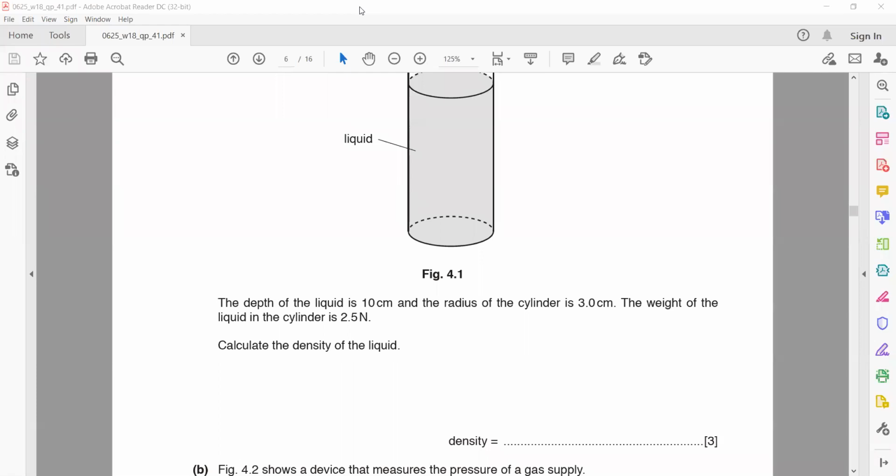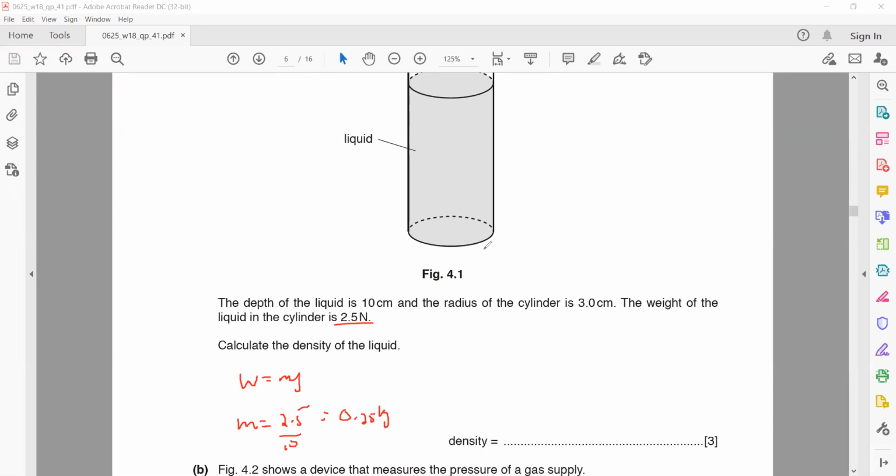So to get the density, first we need the mass. So how to get the mass? The weight is given, and W is equal to mg. So mass is equal to weight divided by gravity. So weight is equal to 2.5, and the gravity on Earth, you have to take as 10. So the mass is 0.25 kilogram.